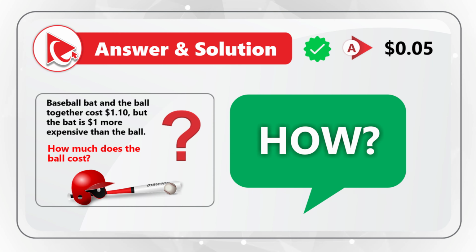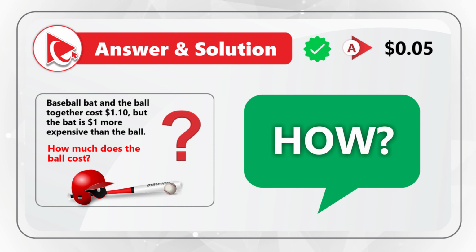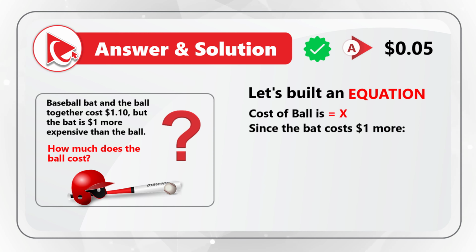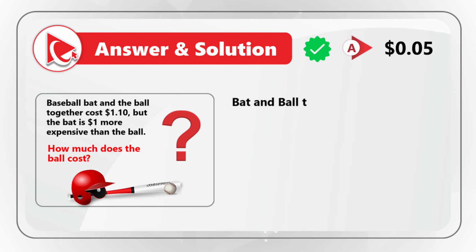But how do you get to the correct solution mathematically? Let me teach you the magic trick behind this problem. Let's build a quick equation. The cost of a ball would be X. And since the bat costs $1 more, the cost of the bat would be X plus $1. Now we can take advantage of the fact that the ball and the bat together cost $1.10.